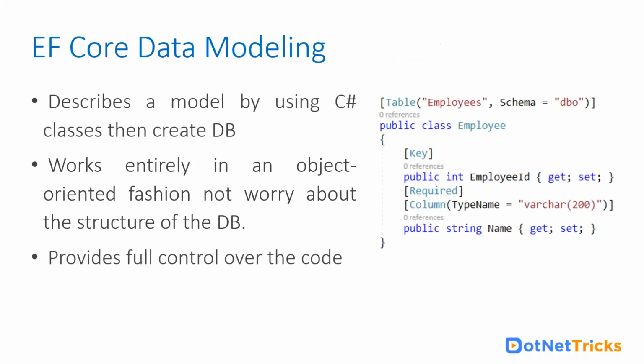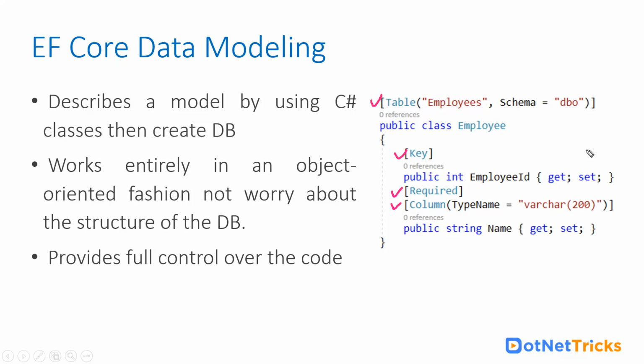When it is coming to Entity Framework Core data modeling, we define things at the C# class level. You can see we are defining the table as a C# class, Employee, and at the class level we are using the Table attribute. At the property level, we are using the Key attribute for the primary key. Then we have Required, we have Column. So we have various attributes: Required, Column, Key, Table.